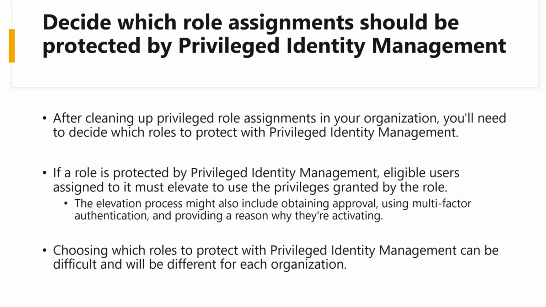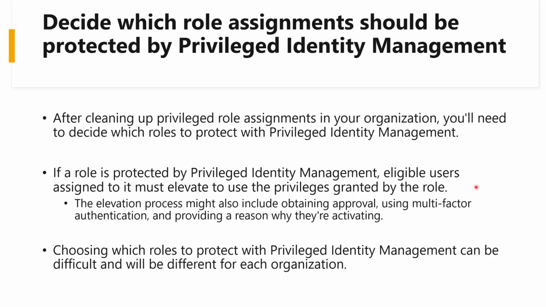Okay, I want you to understand and make a decision on which role assignments should be protected by PIM. So after you do this cleanup of all your privileged role assignments to figure out who was a member of what, and then maybe remove them and really clean it up, you then need to decide which roles you want to protect. Is it global admin? Is it Teams admin? Is it help desk admin? Who is it? And then if a role is protected by PIM, eligible users assigned to it must elevate to use the privileges granted by the role.